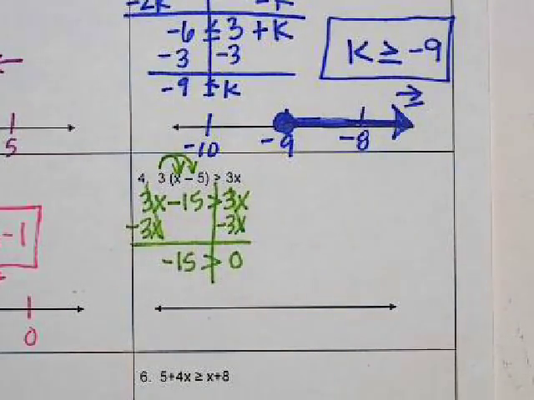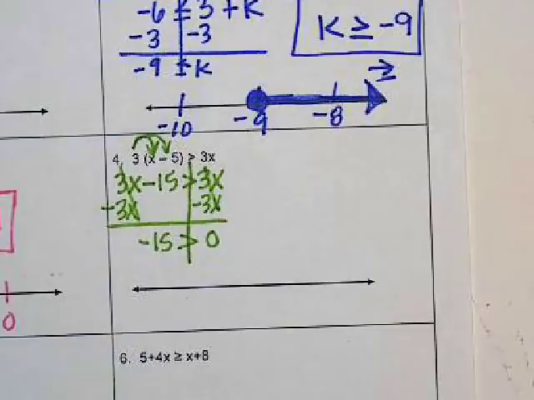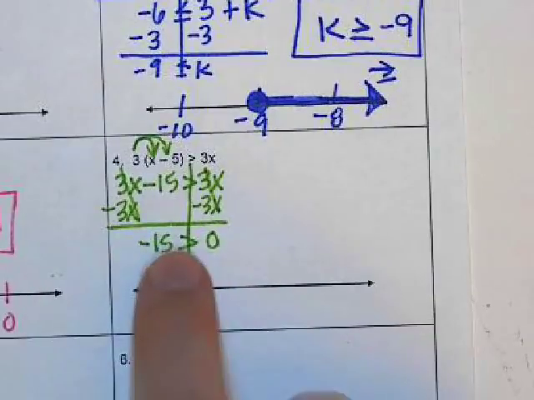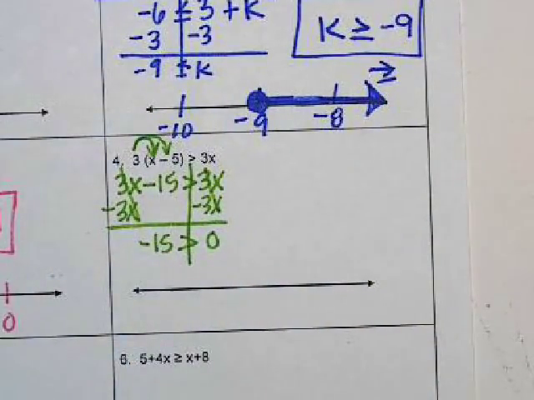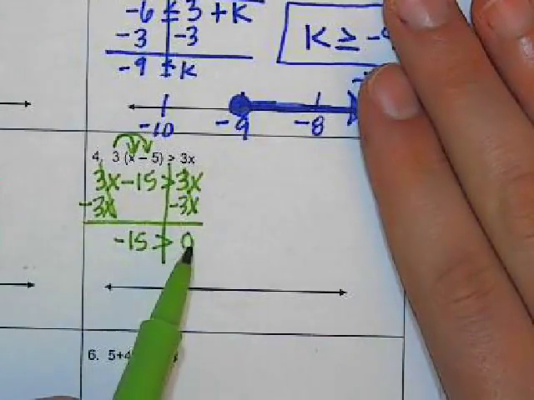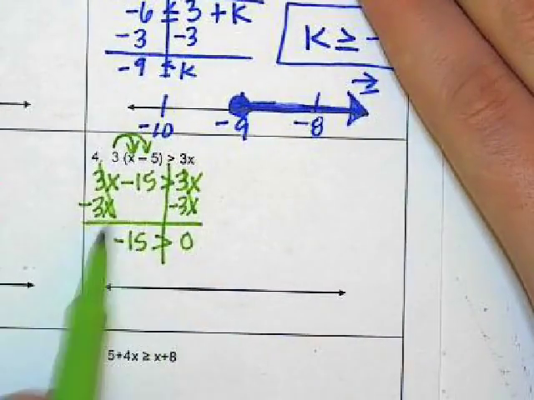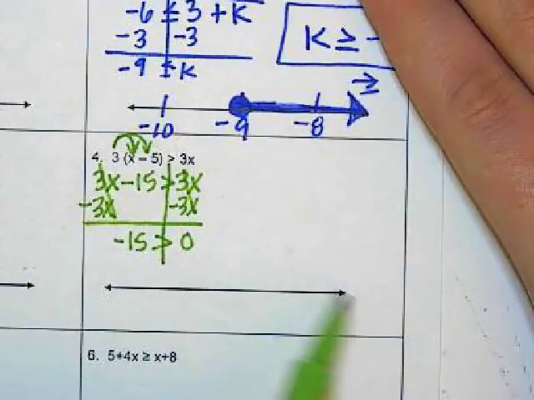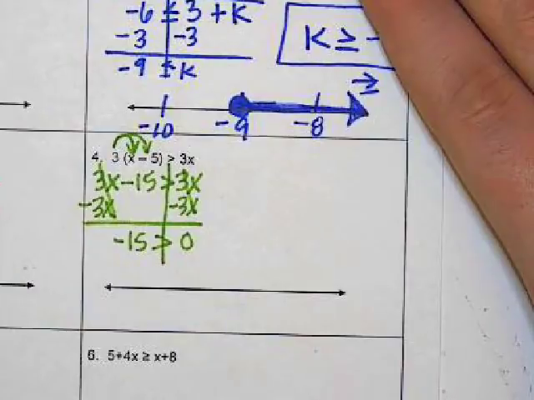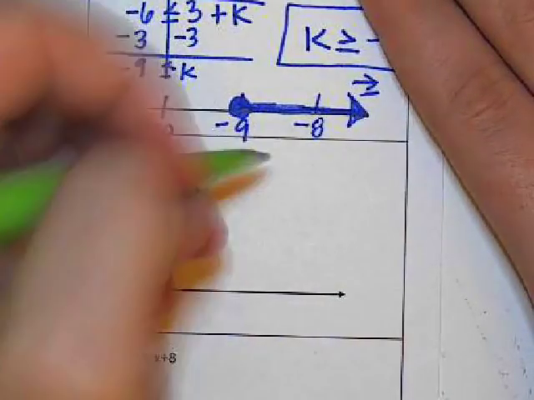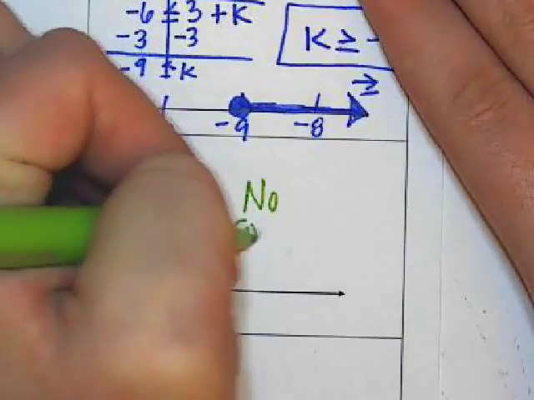Is negative 15 greater than 0? No. So is this statement true? No. Uh-oh. Did I do something wrong? No, I didn't do anything wrong. Negative 15 is not greater than 0. This does not work. If this is not true, would I have any numbers on the number line that would work in the problem? No, I would have no solution. Oh, there's our no solution we've been looking for.